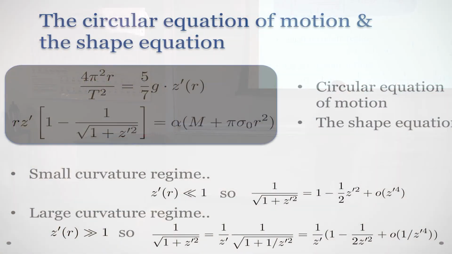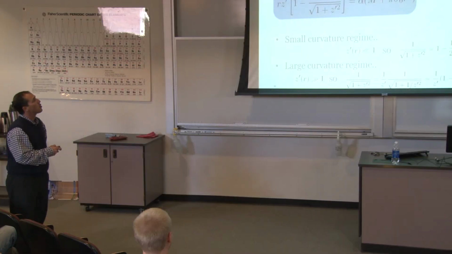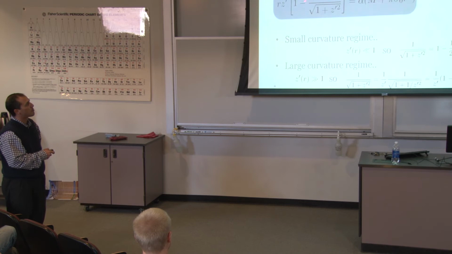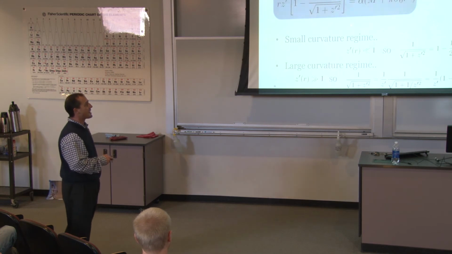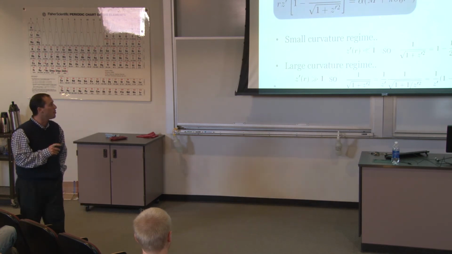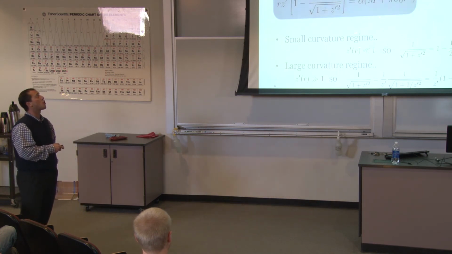All right, so let me recap. If you missed the last 5 slides or you're not paying attention, let me just recap. Here's where we stand. This is where we need to get. I have 2 equations. This equation is my circular equation of motion. You tell me z prime, I'll tell you Kepler's law. The second equation determines z prime. Effectively, solve this for z prime, stick it into here, and then you have a Kepler-like expression. Again, I cannot solve this exactly, but what I can do is explore the small curvature regime and the large curvature regime.